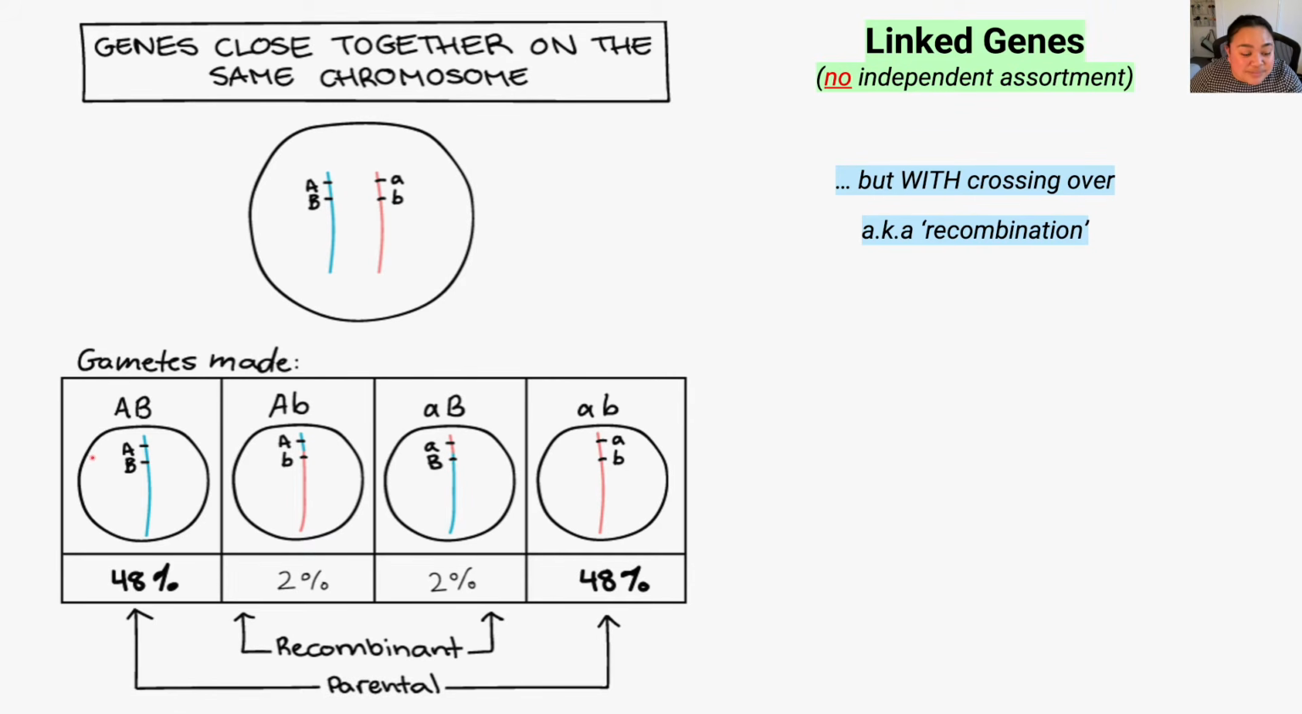So this parental gamete is big A, big B, identical to the blue chromosome, and this parental gamete, little a and little b, is identical to the pink chromosome. Whereas this recombinant gamete, big A, little b, and this recombinant gamete, little a, big B, are both different from the combinations the parents had, therefore creating genetic variation.